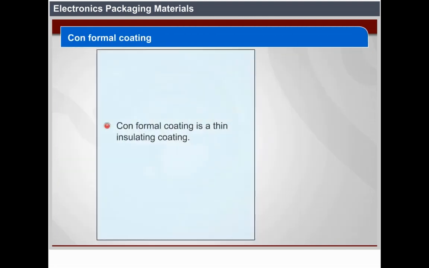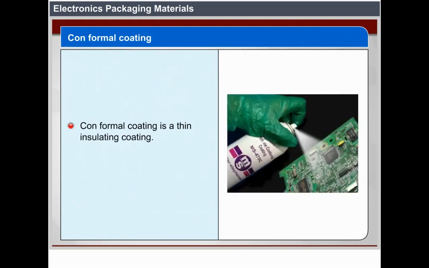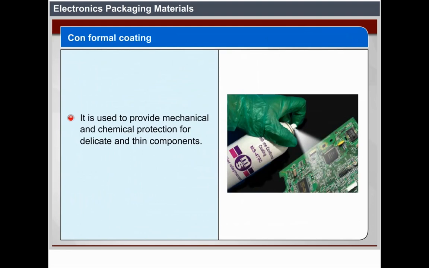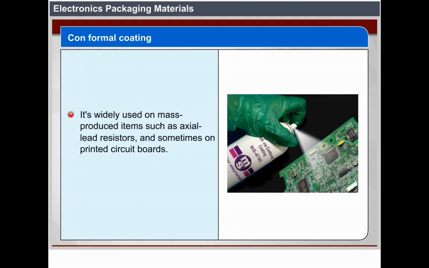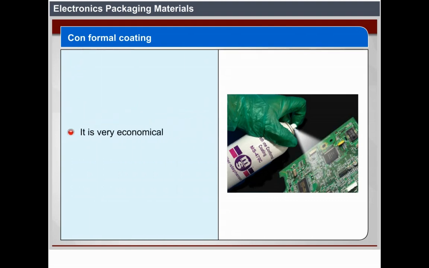Conformal coating. Conformal coating is a thin insulating coating. It is used to provide mechanical and chemical protection for delicate components. It is widely used to mass produce items such as axial lead resistors and sometimes printed circuit boards. It can be very economical, but it is difficult to achieve consistent process quality.